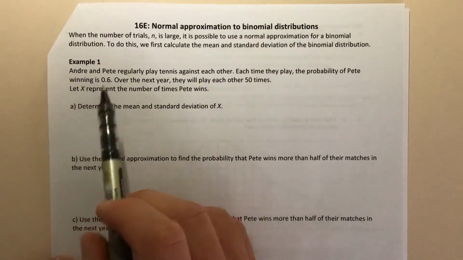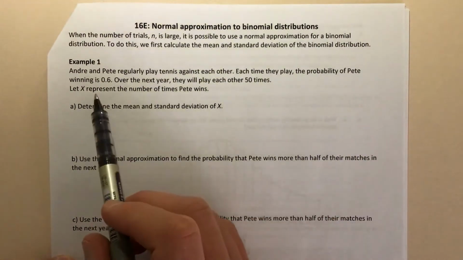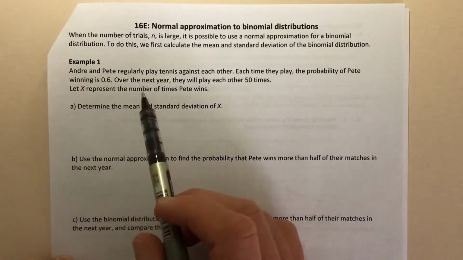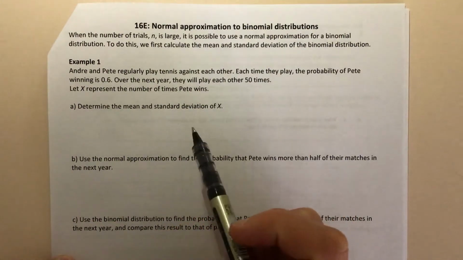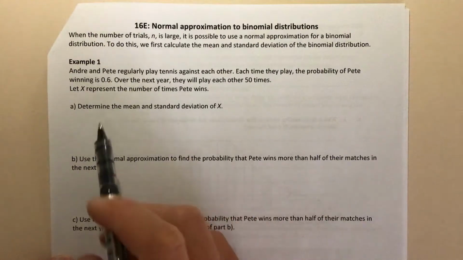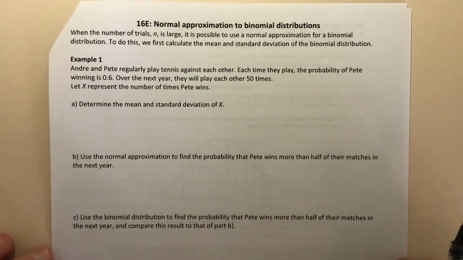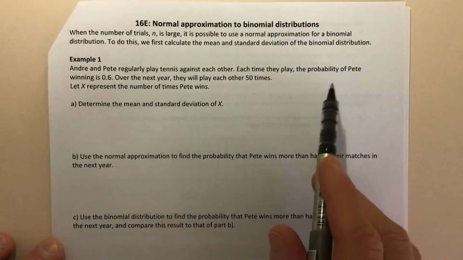We've got Andre and Pete who regularly play tennis against each other. Each time they play, the probability of Pete winning is 0.6. Over the next year, they're going to play each other 50 times. Let X represent the number of times that Pete wins. So this is a binomial distribution question to begin with, because we've got these repeated trials and the fixed probability of success.